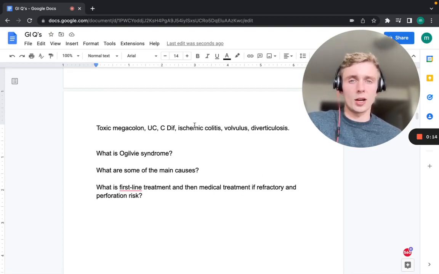We'll pick up where we left off, and we left off with toxic megacolon, so now we'll go to Ogilvie syndrome. So next question is, what is Ogilvie syndrome? What are the main causes of Ogilvie syndrome? And what is the first line treatment, and then medical treatment if it's refractory to this first line treatment or if there's a perforation risk? So what are we going to do first line, and then how are we going to medically treat it?